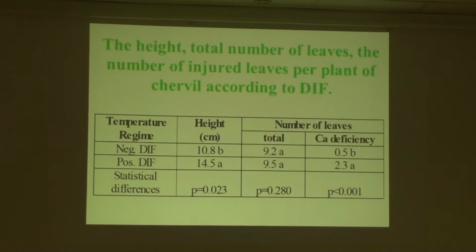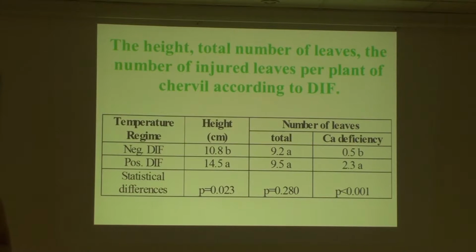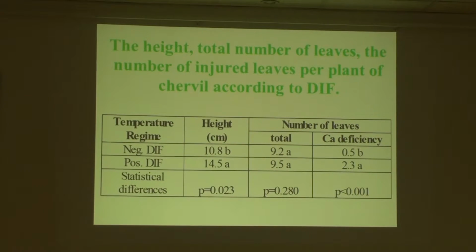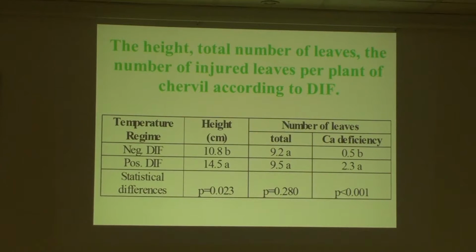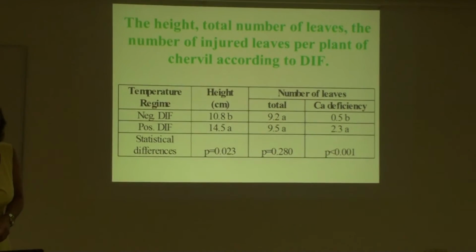The total number of leaves and the number of injured leaves per plant of chervil according to DIF. You can see here that the height of chervil plants was lower in negative DIF conditions. The number of total leaves was not different between those treatments, but the number of injured leaves, tipburn leaves or leaves with calcium deficiency, was much less with negative DIF conditions.